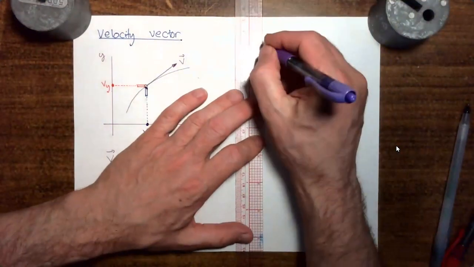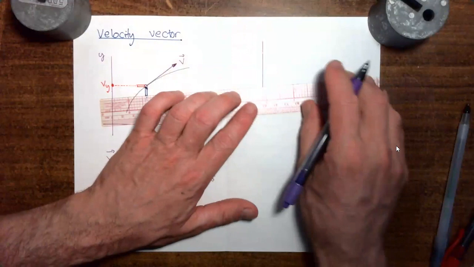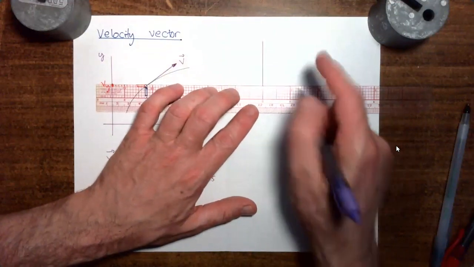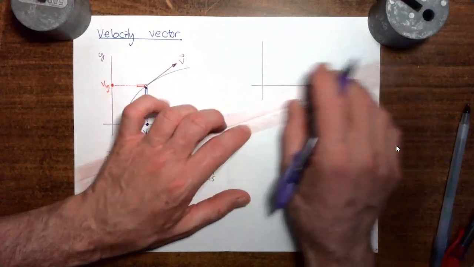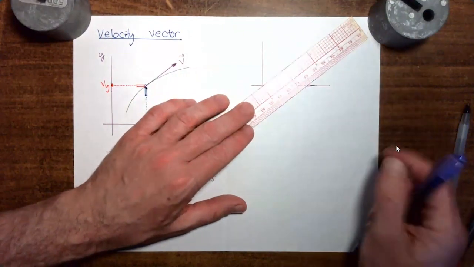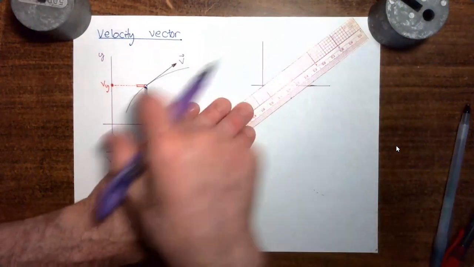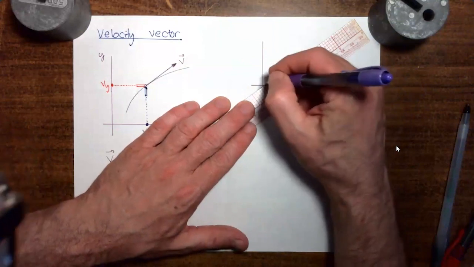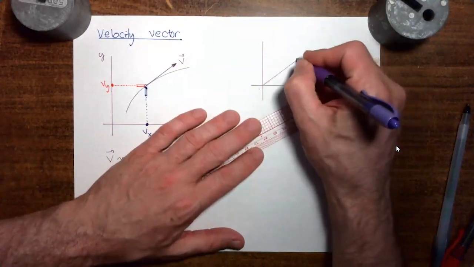So let's say we would take that velocity vector there and place the velocity vector with its tail at the origin. So I'm just going to take the velocity vector and shift it so that the tail lands at the origin, and I'm drawing a clean figure over here.